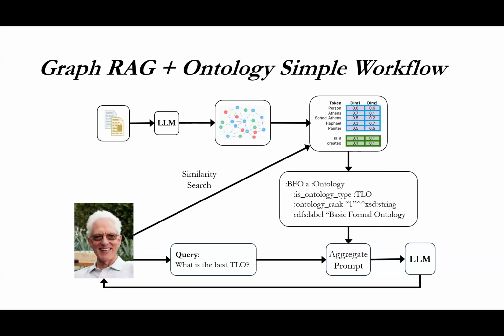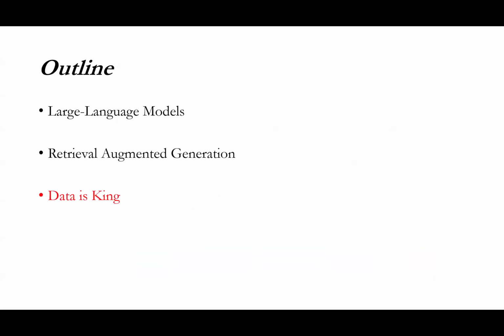Of course, you can spell this out a little more. You can add some nuance to it with graph RAG plus the ontologies. You have some source material. You convert that into a graphical structure. You use that and query against it. Similarity searches. Hopefully the same results. What is the best TLO? All that ingested, a little more back-end work to the same prompt output. Again, kind of a simple workflow.